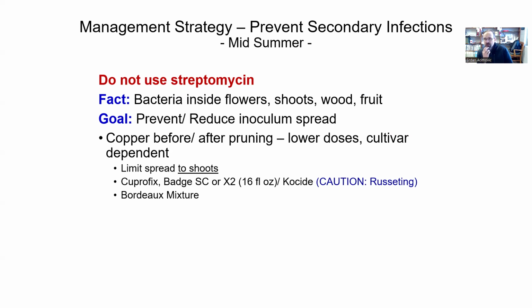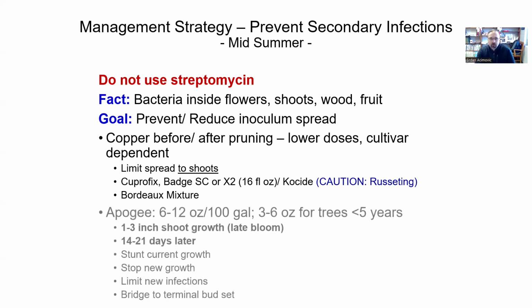Use lower rates because you want to avoid russeting on the fruit if you're a fresh fruit cultivar producer. In general, you want to limit the amount of copper. So low rates, about 3 ounces of metallic copper per acre is enough. And you want to use any formulation that you have, but Cuprofix, Badge is good, Kocide is fine, Bordeaux mixture is good too. So you're trying to avoid the slow drying conditions, of course, to prevent russeting on the fruit.